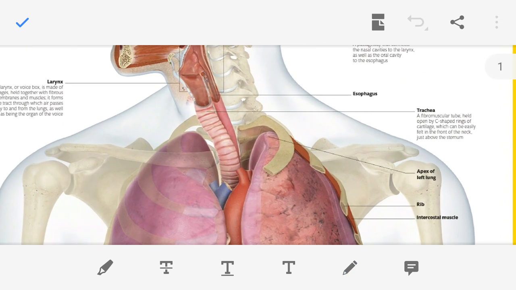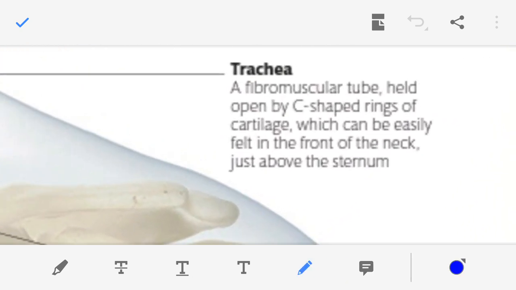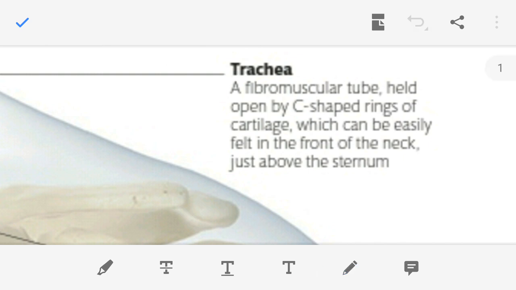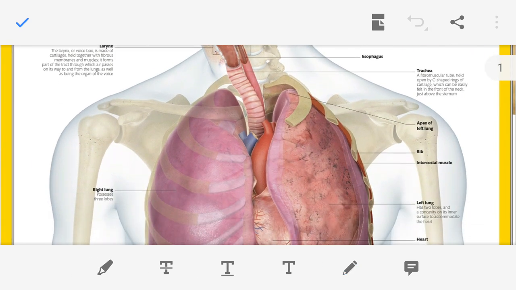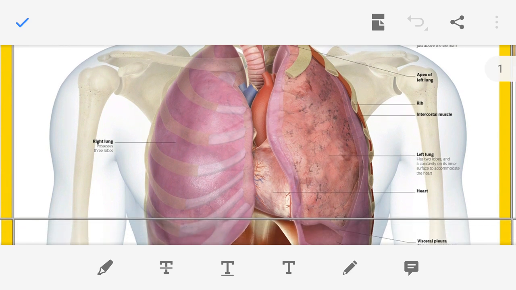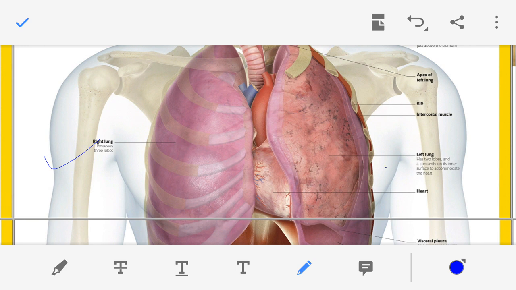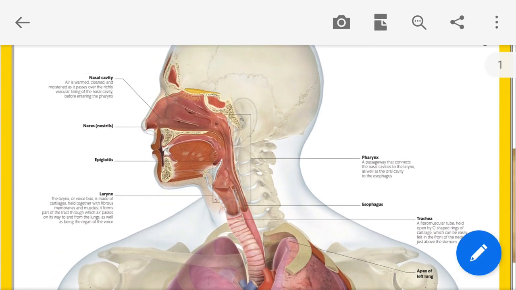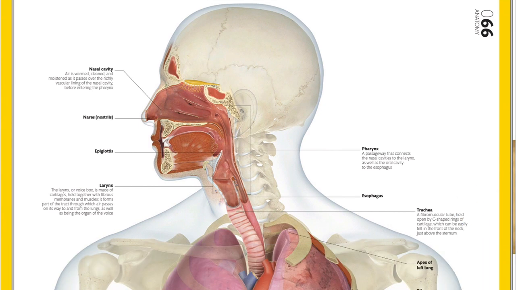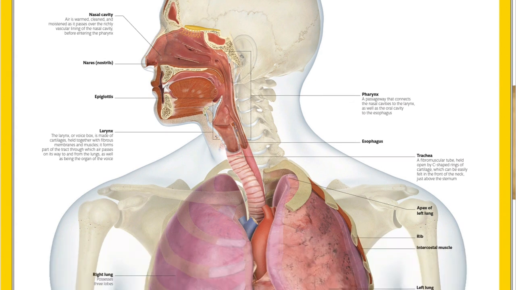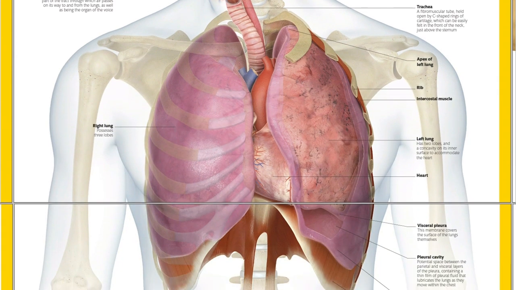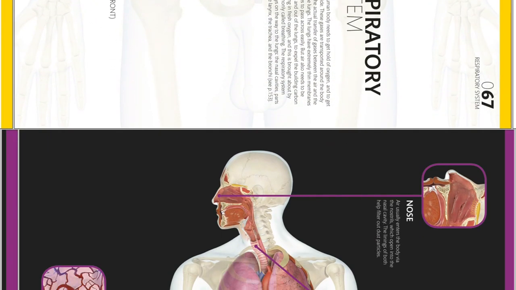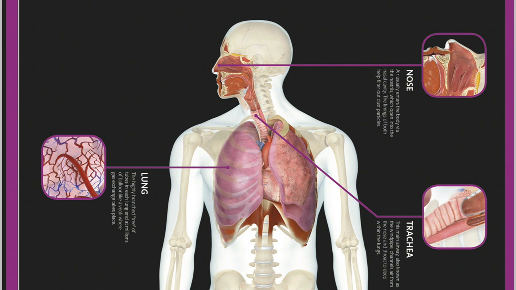After the larynx, air enters into the trachea. Then the branches of the trachea enter into the lungs. Here the right lung and the left lung are shown. I am showing you the entire figure, so read all the names and try to remember them. Nose, lung, trachea.